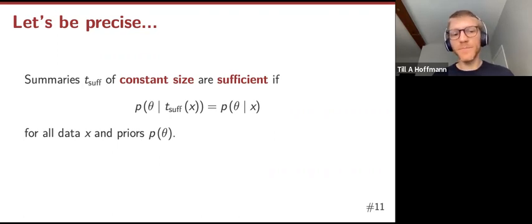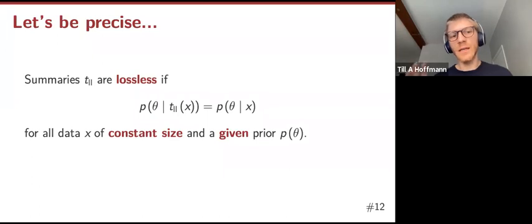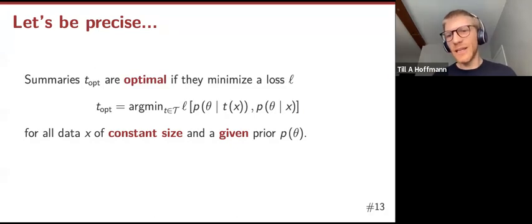So suppose that isn't possible. Let's relax some assumptions and say summaries are lossless if we can still completely reproduce the posterior for all data of a constant size and a given prior. So we're now no longer allowed to pick different priors or vary the sample size. And relaxing assumptions even further, we say that some summaries are optimal if they minimize some loss function between the true posterior and the posterior given summary statistics. And the L here is the loss function, which might be something like the Kullback-Leibler divergence, for example. And the little curly T is the space of summaries that we're willing to consider.